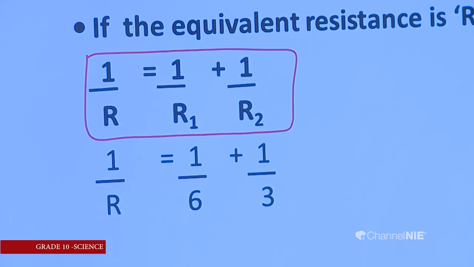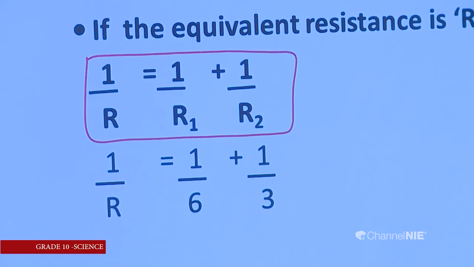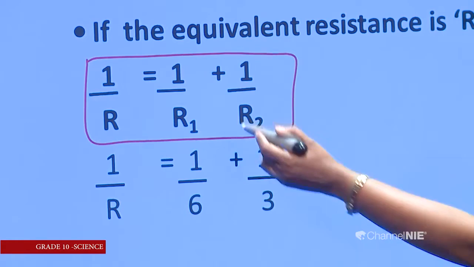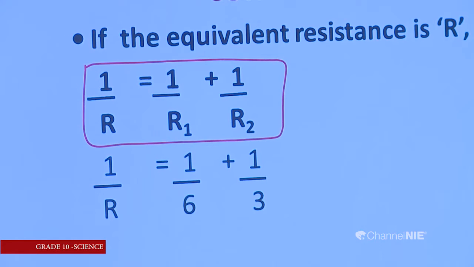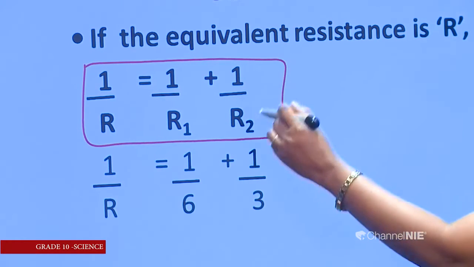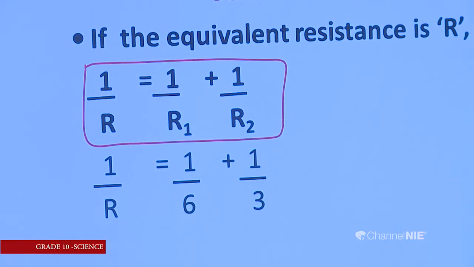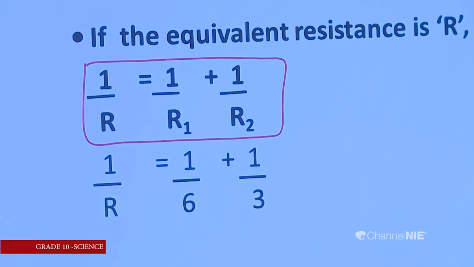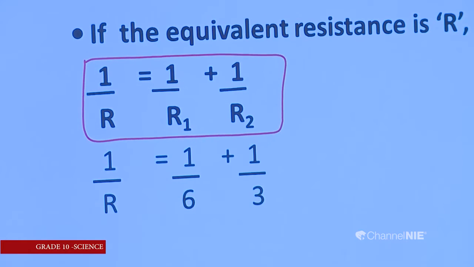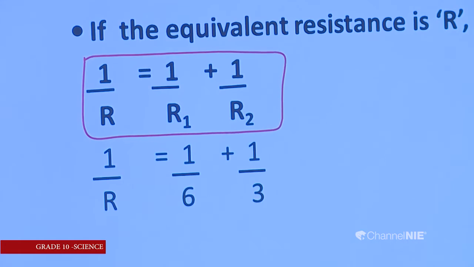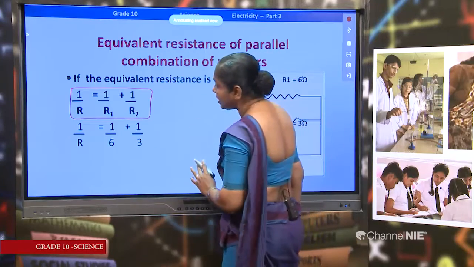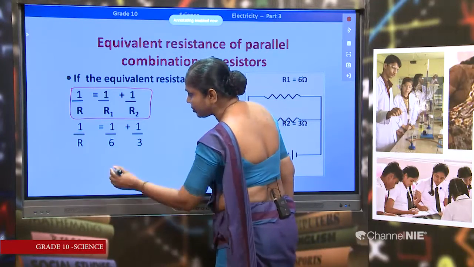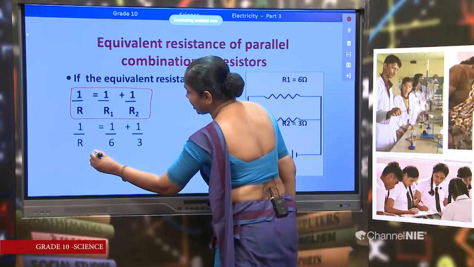Here we will substitute the real values for R1 and R2. R1 is 6. Then 1 over R1 equals 1 over 6. R2 is 3. Then 1 over R2 is 1 over 3. How to solve this, children? Now you must isolate R to get the value of R. This is mathematics, right? This is not science, this is mathematics. For this you need simple mathematical calculations. Right, how to find the value for R here?